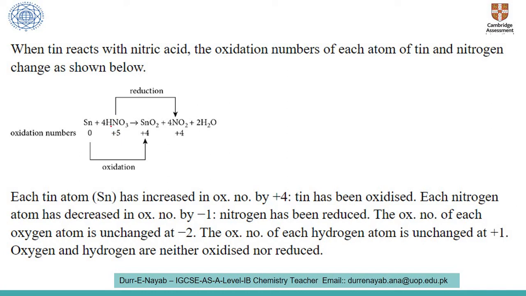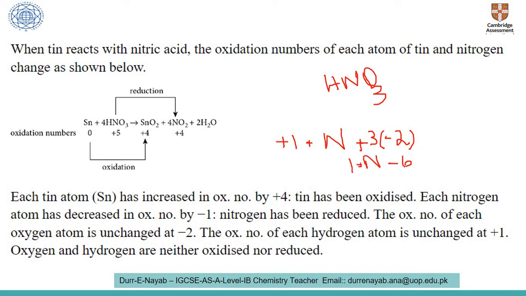HNO3 is a compound, not a compound ion. Oxygen is -2 for a single oxygen, so for 3 oxygens it is -6. For hydrogen, I know it is +1. In the middle we have nitrogen, which I don't know. So -6 + 1 gives -5, plus nitrogen equals 0. When you move the -5 to the other side, nitrogen is equal to +5. So the oxidation number on nitrogen is +5.